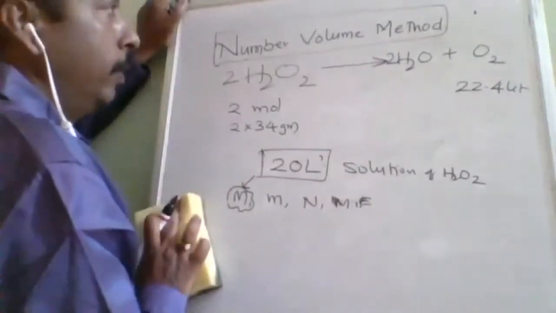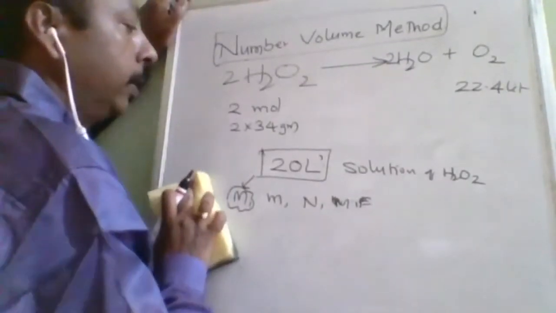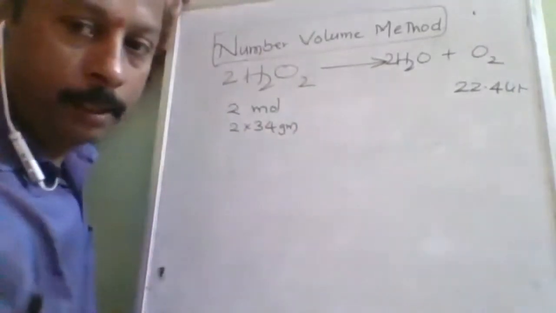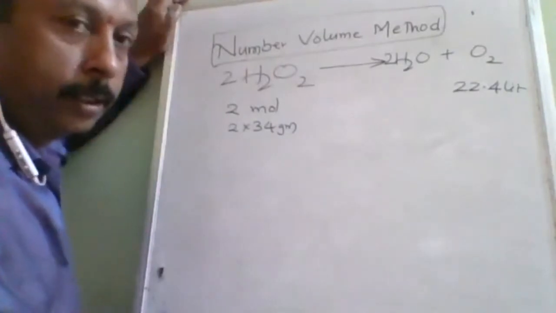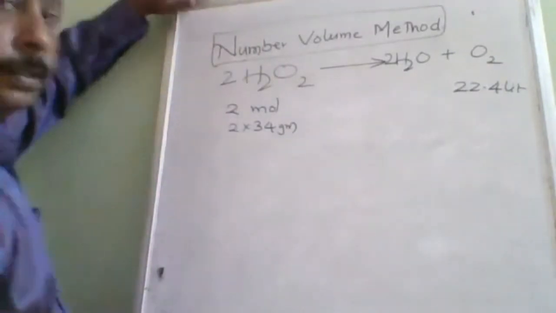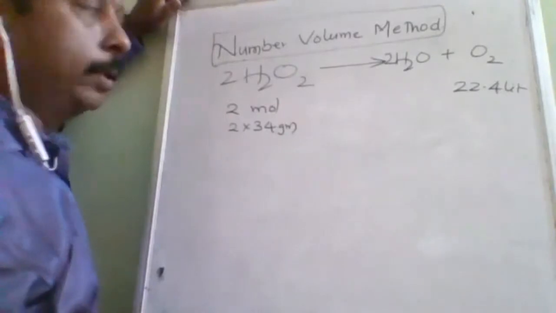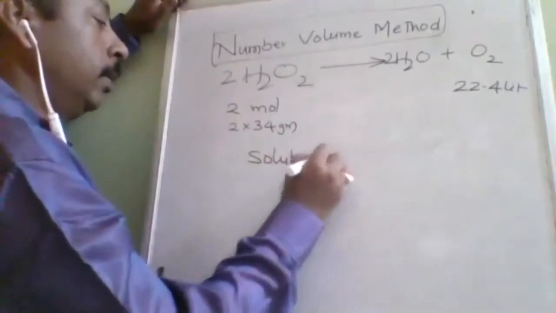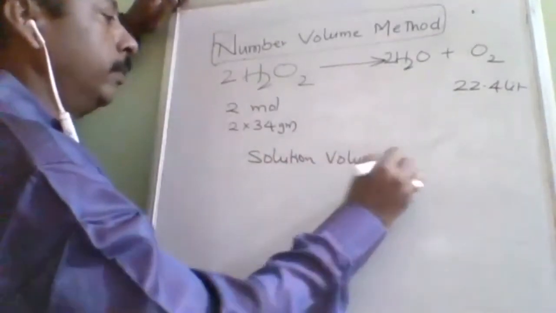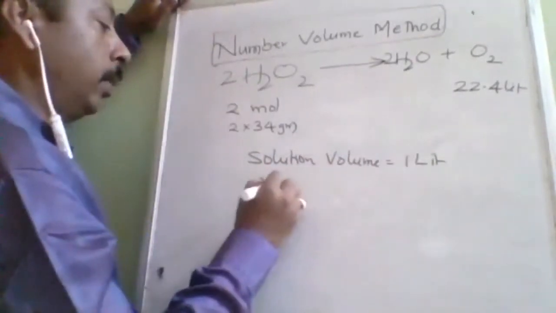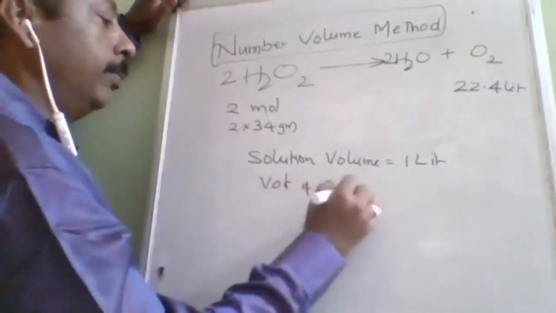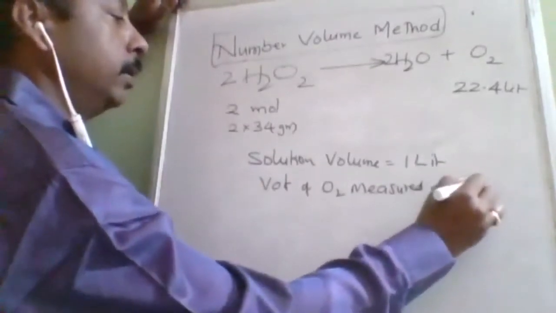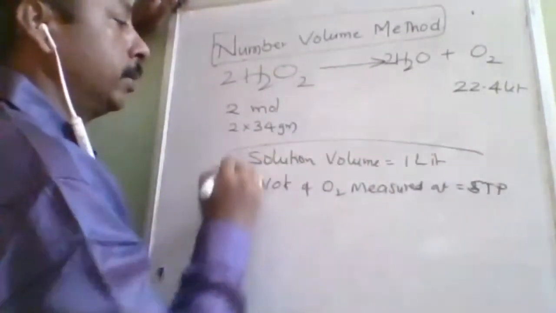So this is the number volume method. Number volume method is used for what? Only H2O2. And what does that number represent? Volume of O2 collected. At what condition? At STP. From where? From 1 liter of solution. So the solution volume is fixed. Solution volume is how much? 1 liter. So the volume of O2 is measured at STP. These two conditions must be met.